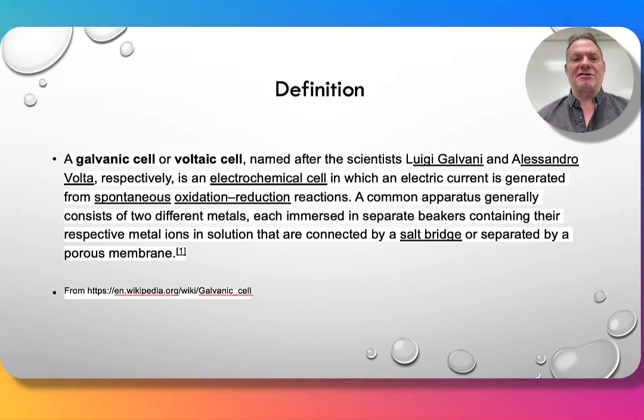A common apparatus generally consists of two different metals, each immersed in separate beakers containing their respective metal ions in solution that are connected by a salt bridge or separated by a porous membrane. So what does all this mean? Well, let's take a look.